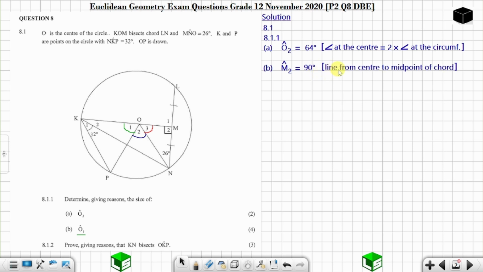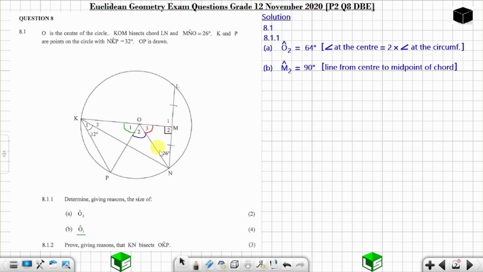The reason: you have a line from the center to the midpoint of the chord. The angle is always equal to 90 degrees whenever you have a line from the center to the midpoint of the chord. That line is always perpendicular to the chord. For that reason you have the angle M2 equal to 90 degrees.